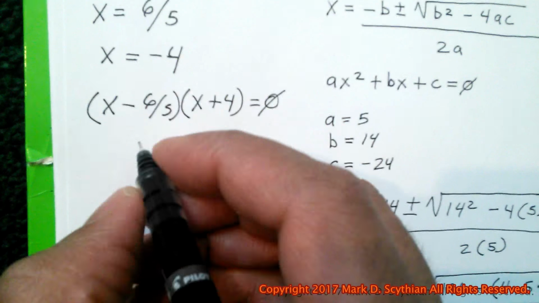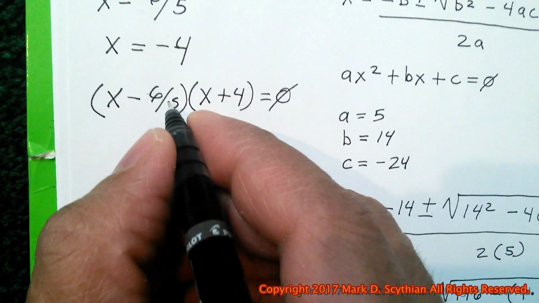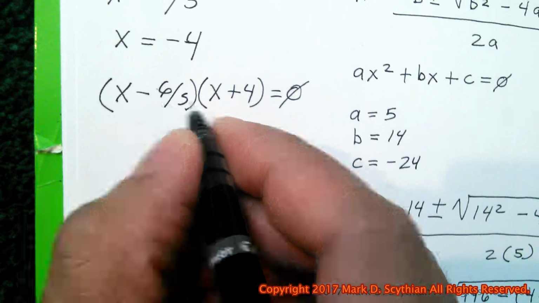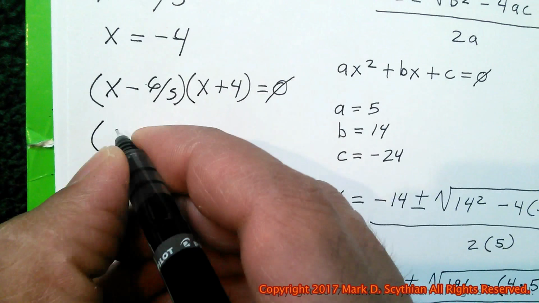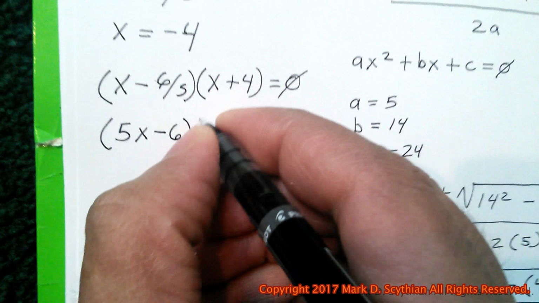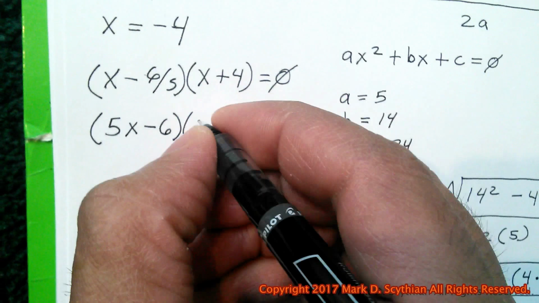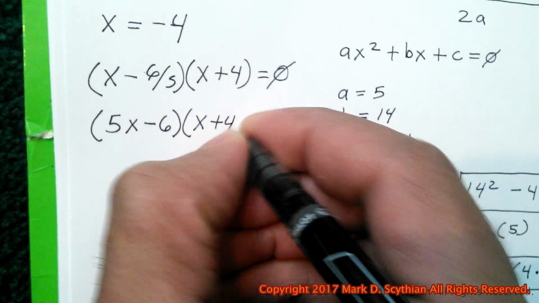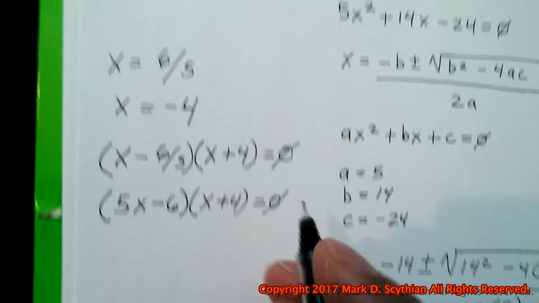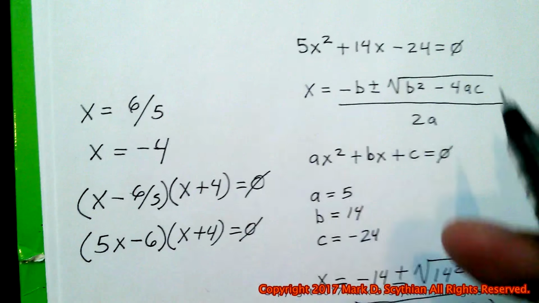To get rid of that fraction in the first quantity, we just multiply the first quantity by the denominator to cancel the 5. That translates into 5x minus 6. And since there's no fraction, we just repeat the other: x plus 4 is equal to 0. And there are your factors without guesswork, lightning quick, using the quadratic formula.